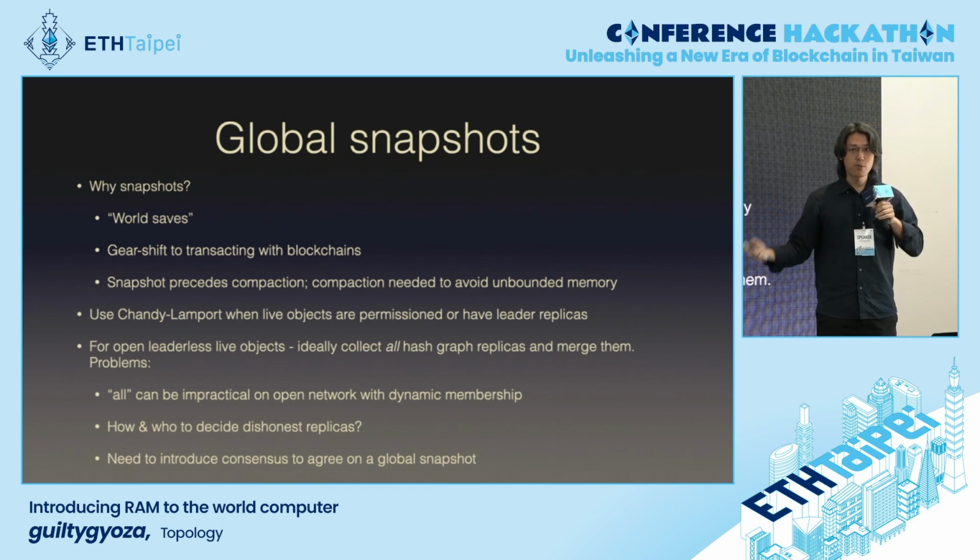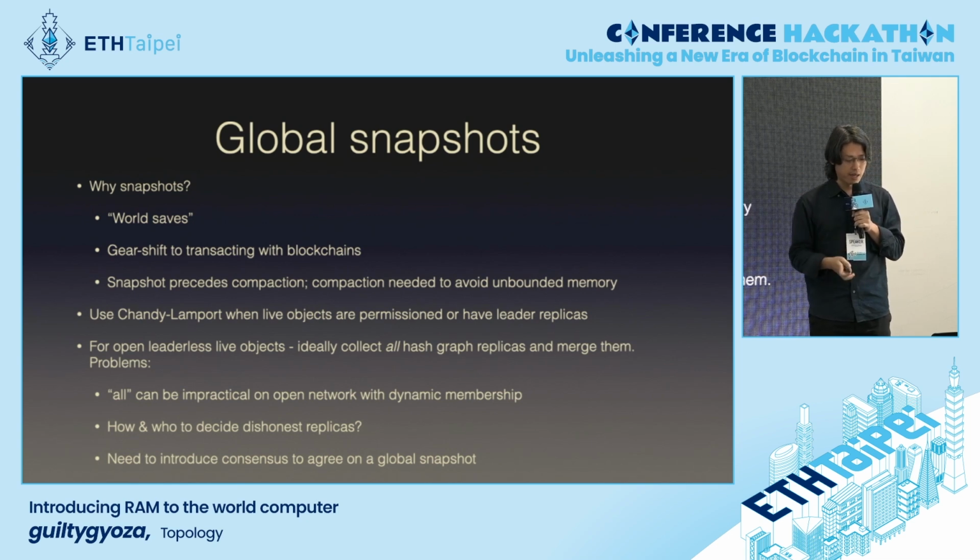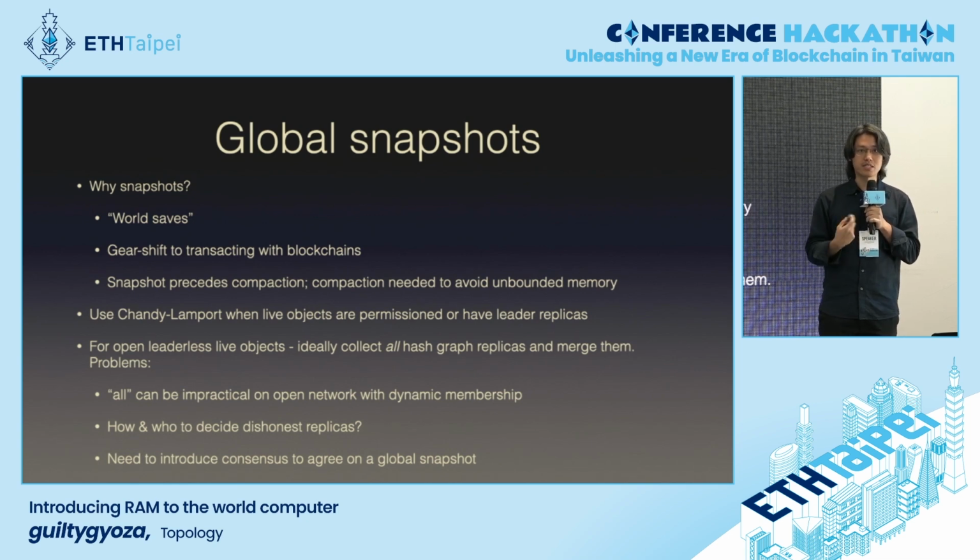And also, as you're merging these replicas, what is good and what is bad, and who decides what is good and bad? So basically, this means that we need to introduce consensus. Consensus means that we need to agree on, given all these replicas of the same object, which replicas are to go into a snapshot.